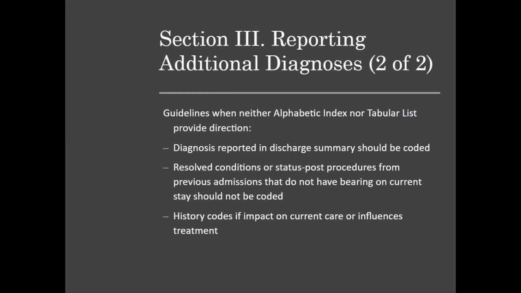Okay, reporting additional diagnoses. Guidelines when neither the alphabetic index nor the tabular list provide direction. The diagnosis reported in the discharge summary should be coded. So let me read that again. The diagnosis reported in the discharge summary should be coded. Resolved conditions or status post procedures from previous admissions that do not have bearing on the current stay should not be coded. You shouldn't pull that out of the history and put it in. History codes if impact on current care or influence treatment.